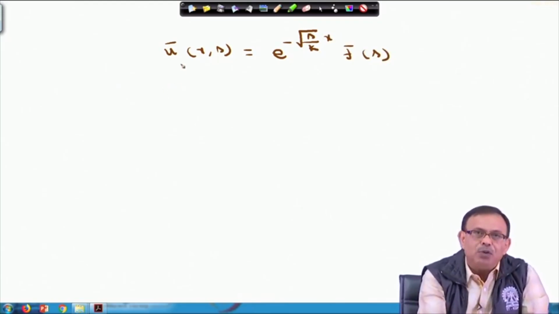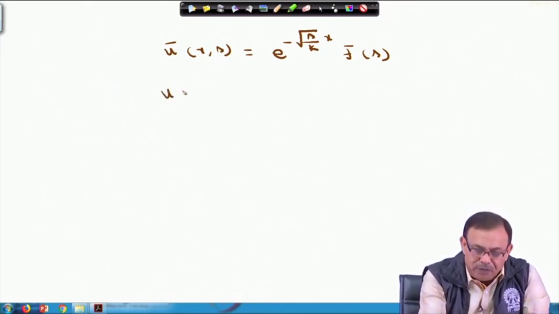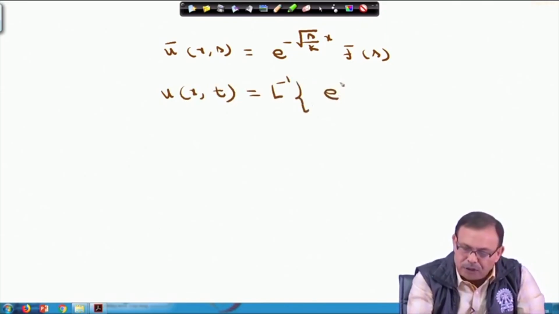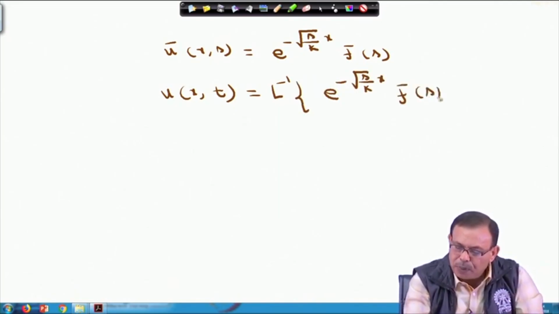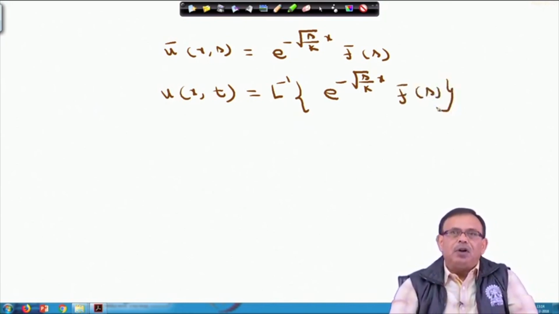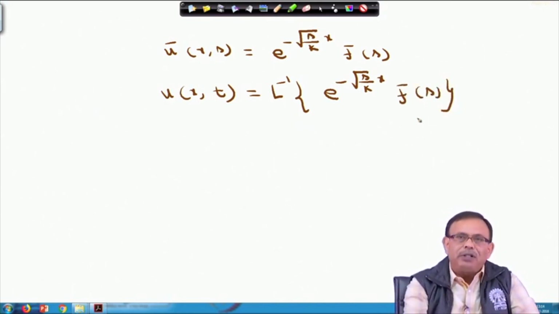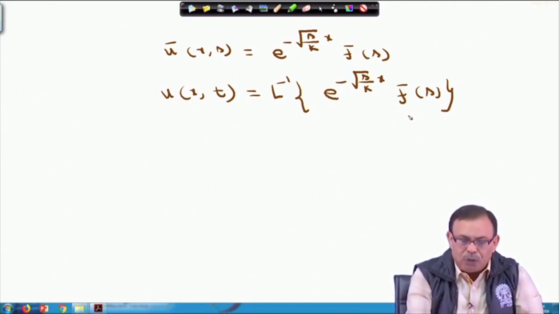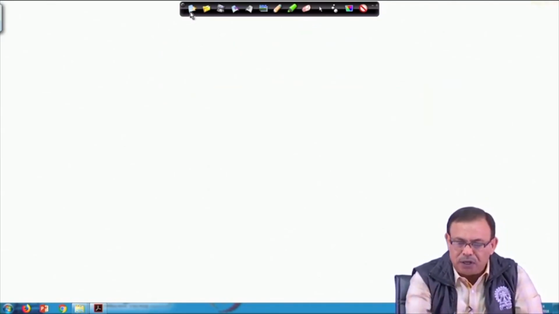And from here, once you have obtained u bar, taking the inverse Laplace transform, you can write u(x,t) equals the Laplace inverse of e to the power minus root over s by k times x, times f bar(s). Since the function f(t) is not known to us, f bar(s) is also not known to us. So the Laplace inverse we cannot evaluate. We can evaluate it only if the function f(t) is known to us. We have done a generic thing over here. So, in this way we can find the solution of the equation.